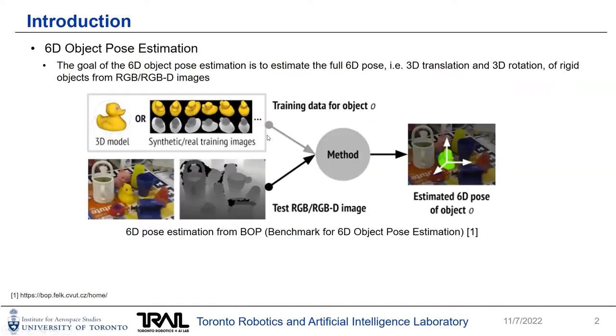Okay, let's start. Today's topic is 6D object pose estimation. The goal of this task is to estimate the full 6D pose, the 3D translation and the 3D rotation, of a rigid object from different input data modalities like RGB or RGBD images. Normally we assume the object model is known in advance, so we know exactly what we are looking for. Like in this example, we want to find the 6D pose of this duck, and in the test image, whether RGB or RGBD, our approach aligns the model to the image to get the full 6D pose of the object.